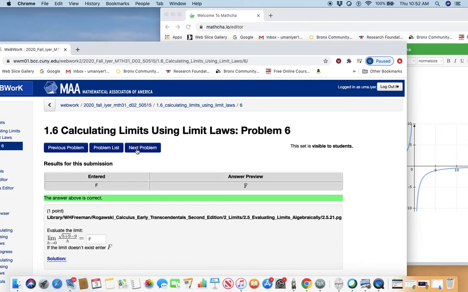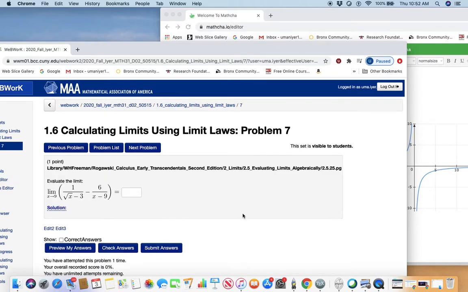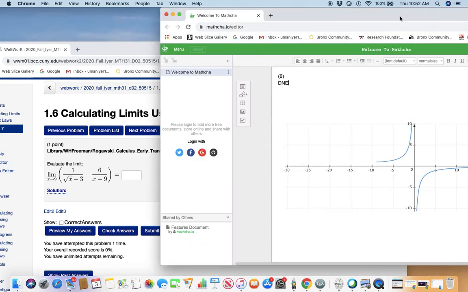So if the limit doesn't exist, I should plug in f. All right. So which is correct? Next question. The limit as x approaches 9 of 1 over (square root of x minus 3) minus 6 over (x minus 9). Now this one, if you plug in x equals 9, you get 3 minus 3, 0, and 9 minus 9, 0. So some kind of infinity minus some kind of infinity. This requires some work.